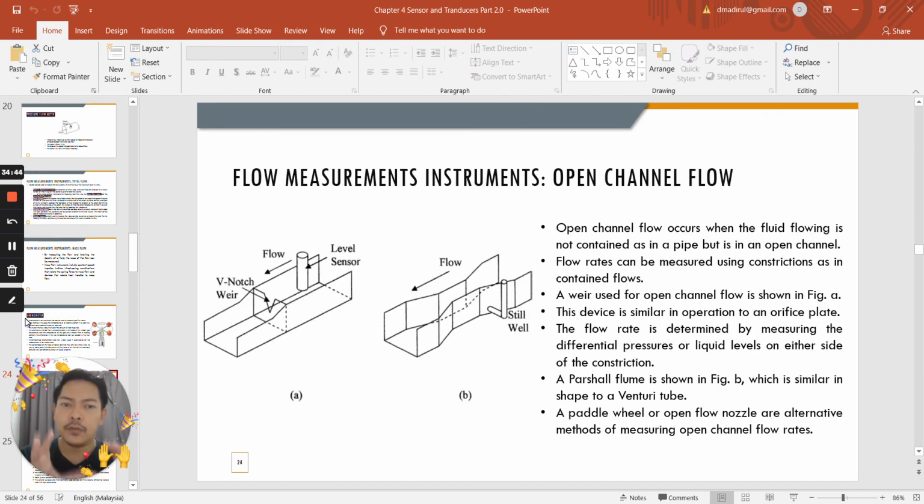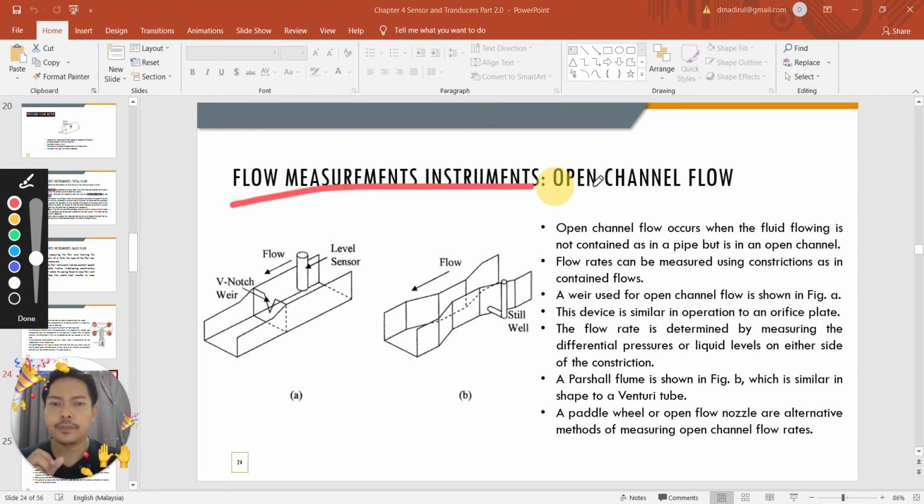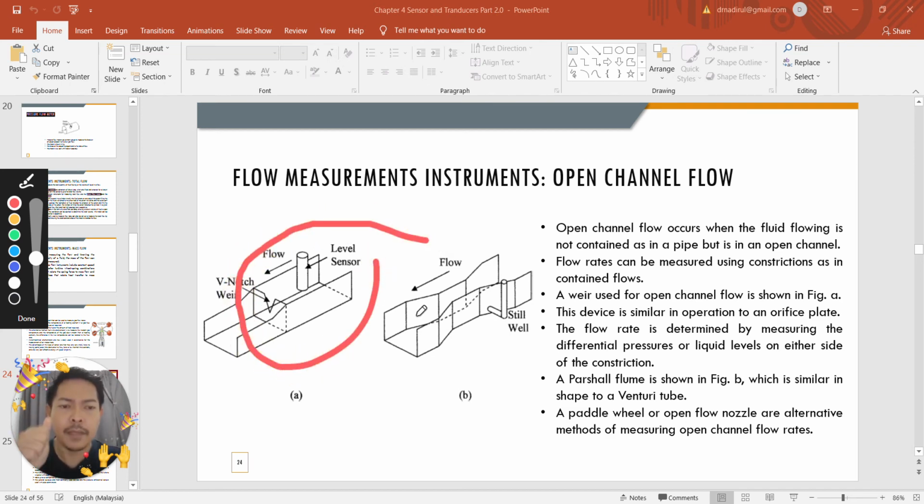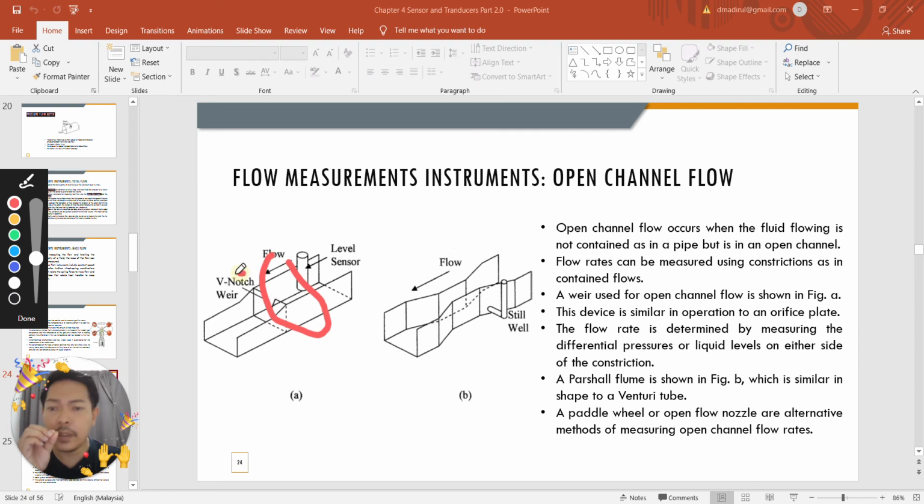Flow measurement instrument, open channel flow. Open channel flow occurs when the fluid flowing is not contained in a pipe but in an open channel. The flow rate can be measured using a constriction as in a conduit flow. A weir used for open channel flow is shown in figure A. This device is similar in operation to an orifice plate. The flow rate is determined by measuring the differential pressure or liquid level on either side of the constriction.